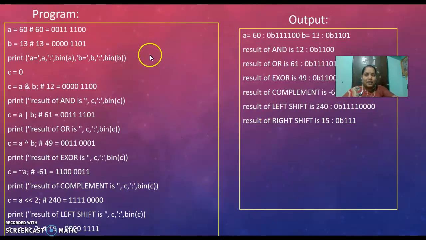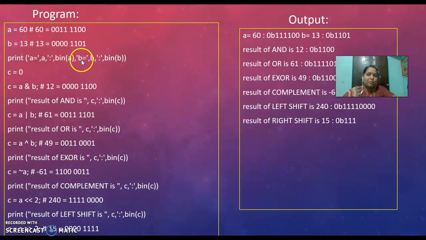This is the example program which illustrates the binary operations. For example, A equal to 60, the binary value of 60 is this, and B equal to 13 and the binary value of 13 is this. First, in the print statement, A equal to, the decimal value of A is printed followed by the binary value. So bin of A, this is a function which will print the value of A in binary format.